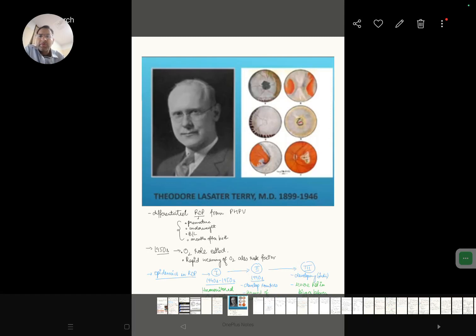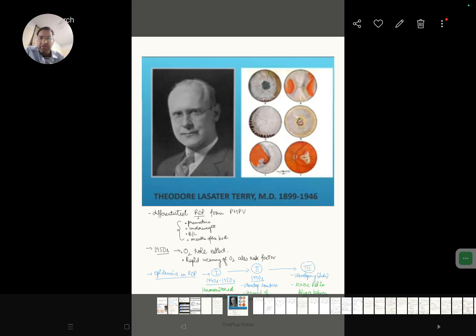Hello. Today we will be discussing ROP, the retinopathy of prematurity, which happens in babies who are born preterm, that is less than 36 weeks. The time period between 30 weeks to 34 weeks is called preterm, and more than 34 to 36, up to 37 weeks, is labeled as late preterm.